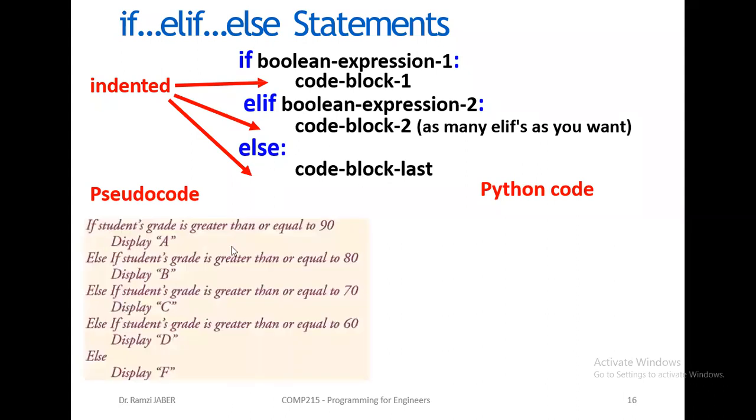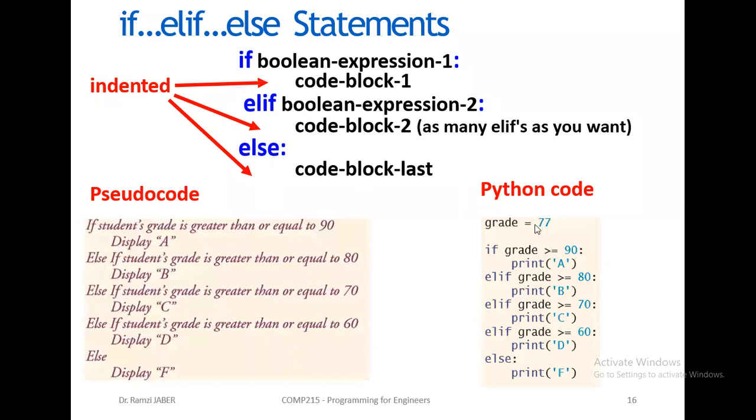So the pseudocode here in English, we write it in Python code. Grade equals 77. If grade is bigger than 90, colon, print A. Elif grade bigger than 80, print B. Elif 70, print C. Elif 60, print D. Last else with colon, print F. Okay?